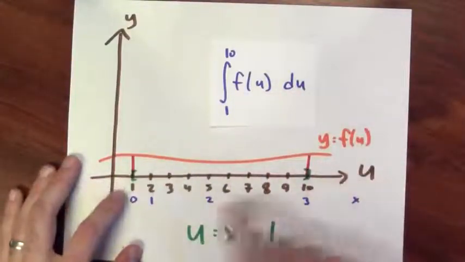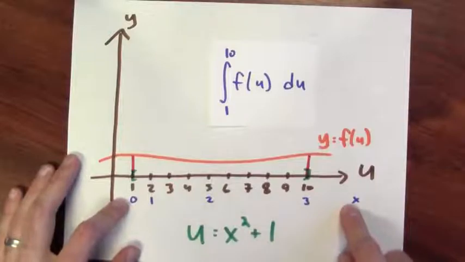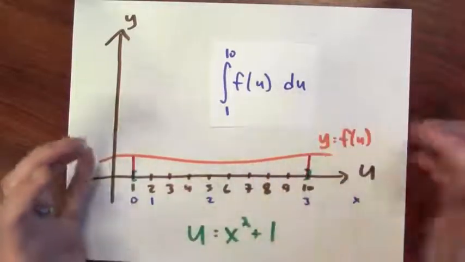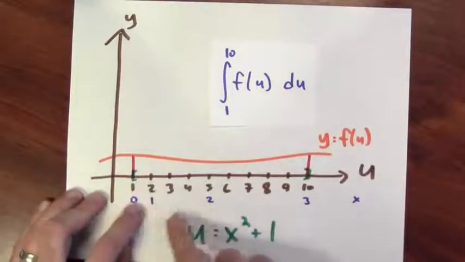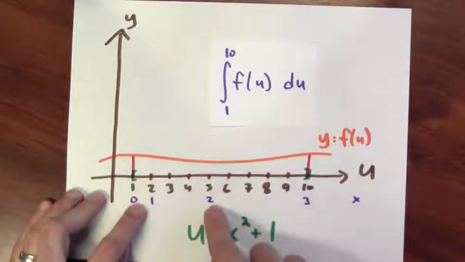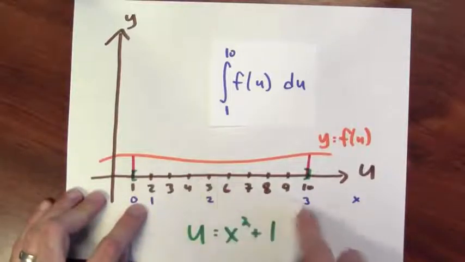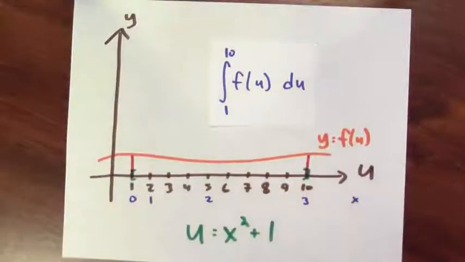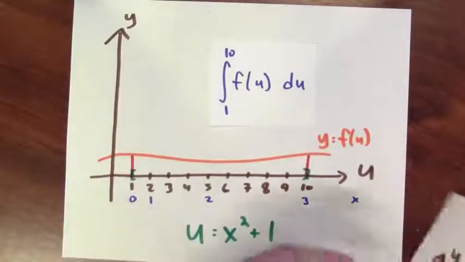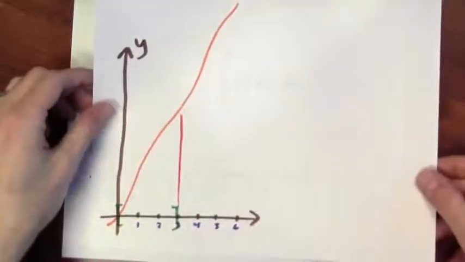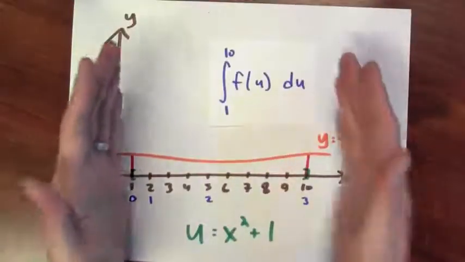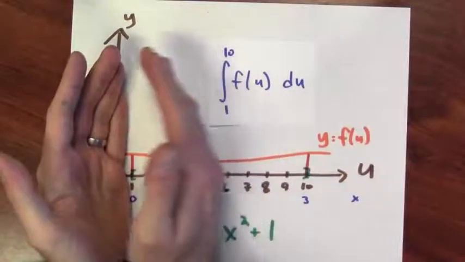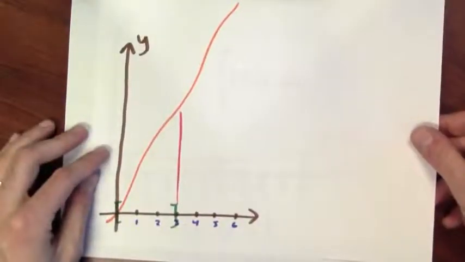Transforming from the u coordinates to these x coordinates, well, the u coordinates are more stretched out, right? When x is 0, u is 1. When x is 1, u is 2. When x is 2, u is 5. And when x is 3, u is 10. So if I redraw this picture in the x coordinates, it's as if I've taken this picture and squished it in, right? And when I squish it in, then I'm going to get a picture more like this.